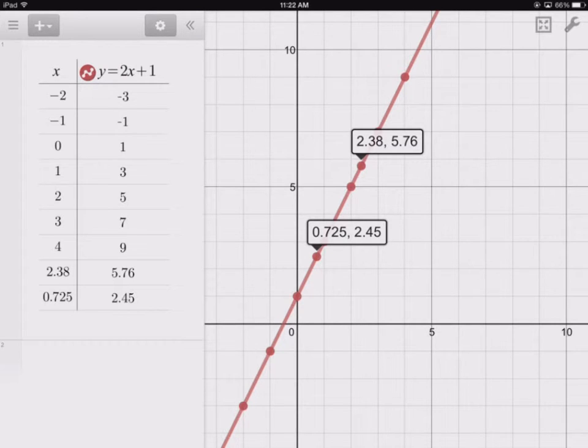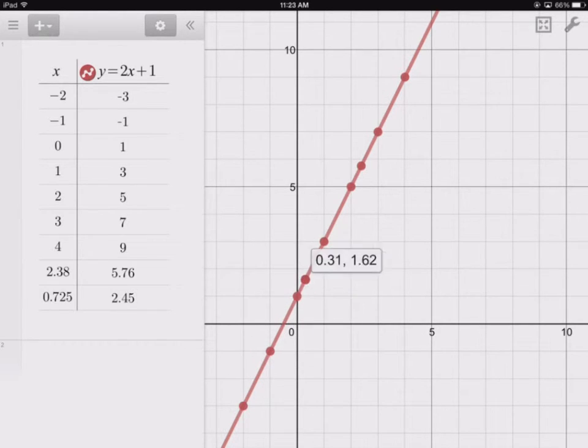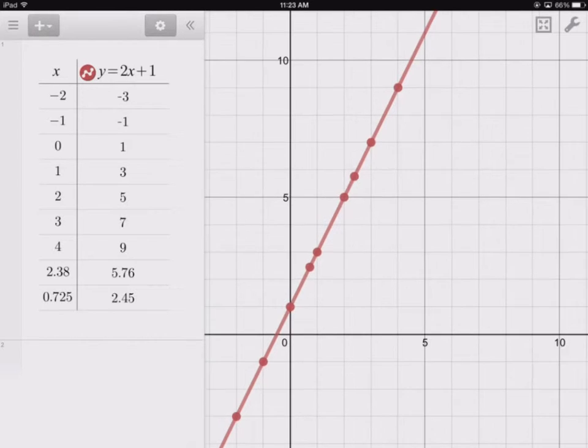And if I drag my finger along this line, you see that there are all sorts of decimal input and output pairs that are possible. In fact, infinitely many of them. And so that's why this graph is the best way to capture every single solution to this equation, or every single input-output pair to this rule.